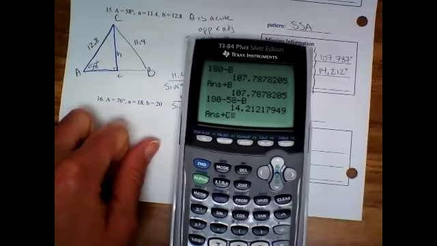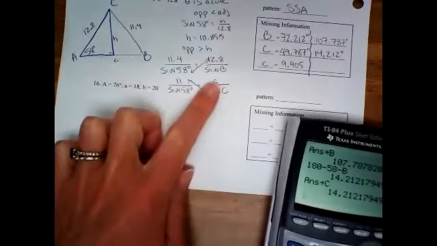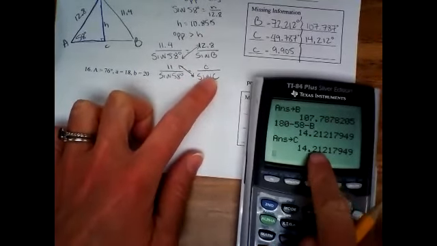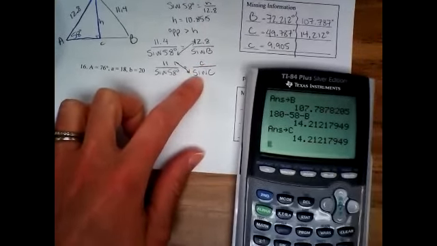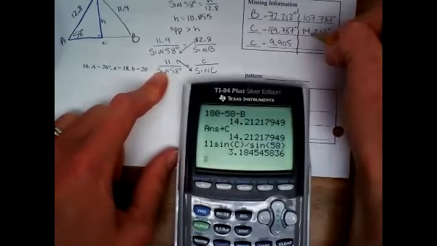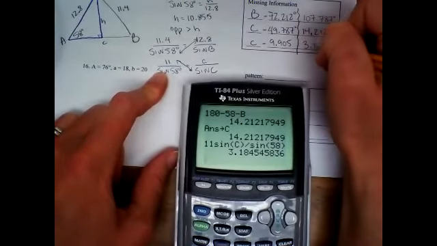Store that as C. And then you're going to do this ratio again, but when you use the new stored C value, it'll give you the new little C. So 11 sine of C divided by sine of 58. And this should be small because it's across from a really small angle.